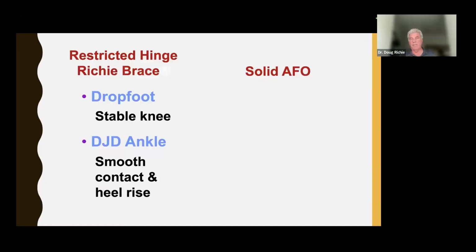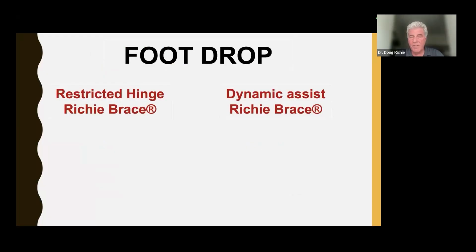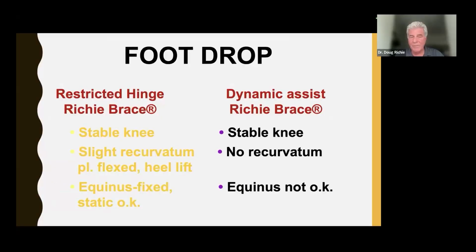So when we compare the restricted hinge brace to a solid AFO, the solid AFO is much more effective in stabilizing the knee, but it also restricts the ankle joint quite a bit, and there's some compensatory mechanisms. So we would certainly prefer our restricted hinge brace, but they need to have a stable knee. If we compare the restricted hinge to the dynamic assist, we need a stable knee for both patients, but it's really equinus that differentiates. We cannot use the dynamic assist brace when patients have equinus contracture.